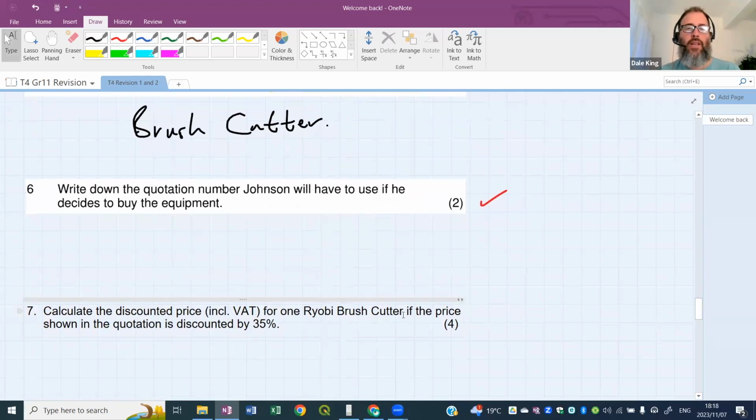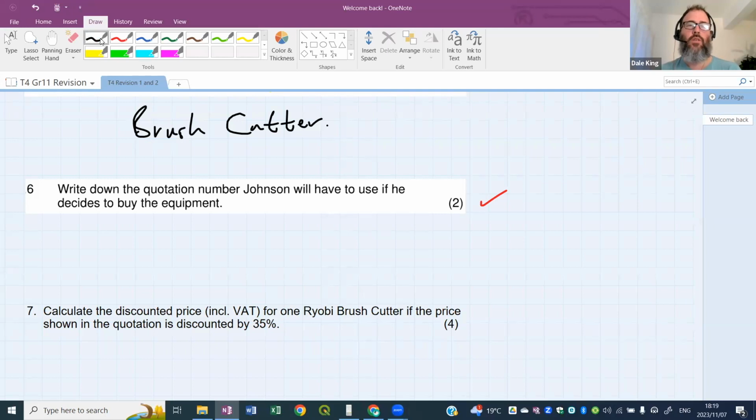Here we go, number 7. And by the way, I actually added this question in for a little bit of a challenge. Number 7, calculate the discounted price, which includes VAT, for one Ryobi brush cutter if the price shown in the quotation is discounted by 35%. So what if the shop says, oh, by the way, we'd like to give you a discount, or he phones back and says, guys, come on, can you not lower the prices here a little bit? They'll say, all right, fine, the brush cutter will drop the price by 35%. What is that new price going to be, including VAT, if the discount is 35%?